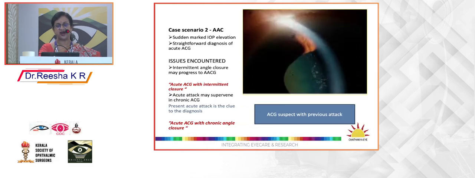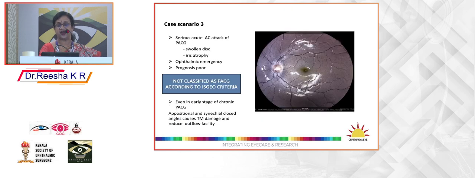Coming to the second scenario, you can have an acute angle closure attack, which is a straightforward diagnosis because all you want is this very sudden rise in IOP. But you can have instances when the patient may be having an intermittent closure and goes into an acute attack, or you can have a chronic angle closure patient who has a supervening acute attack. Where do you put these groups of patients? You may have an angle closure glaucoma suspect patient with a previous attack as reflected by this glaukomflecken. So these are the lacunae in the existing system.